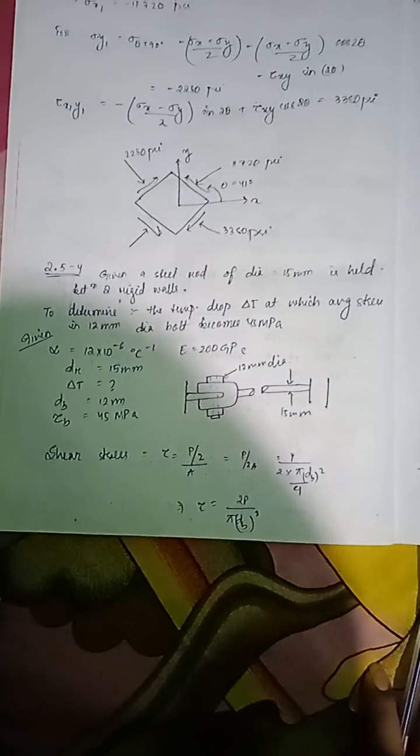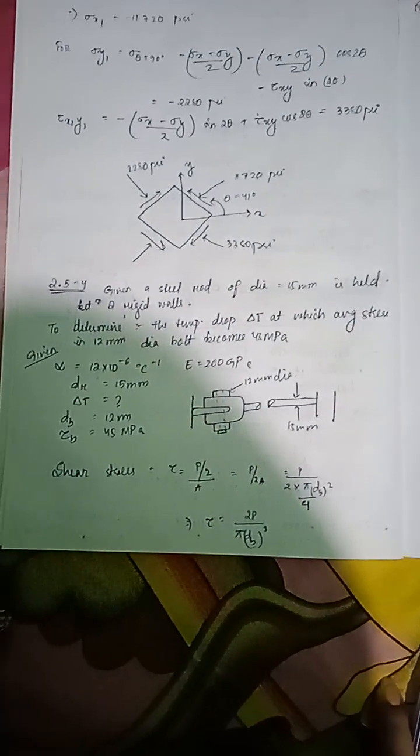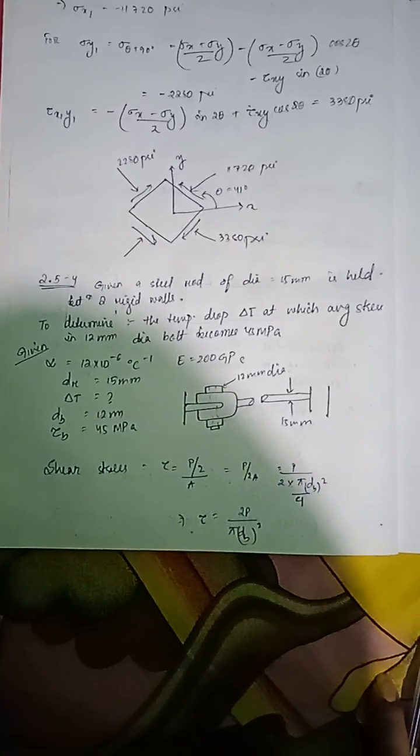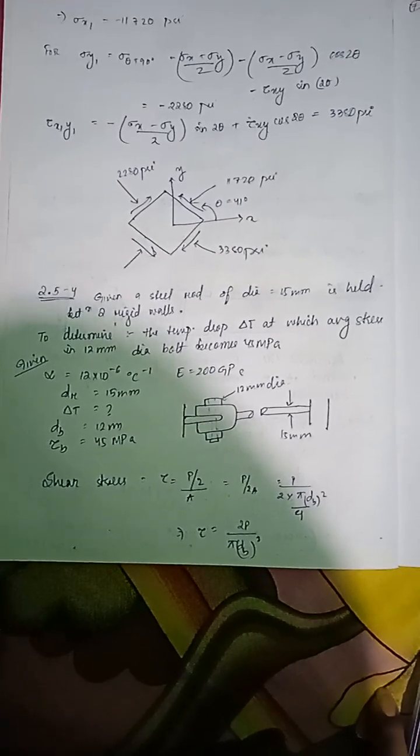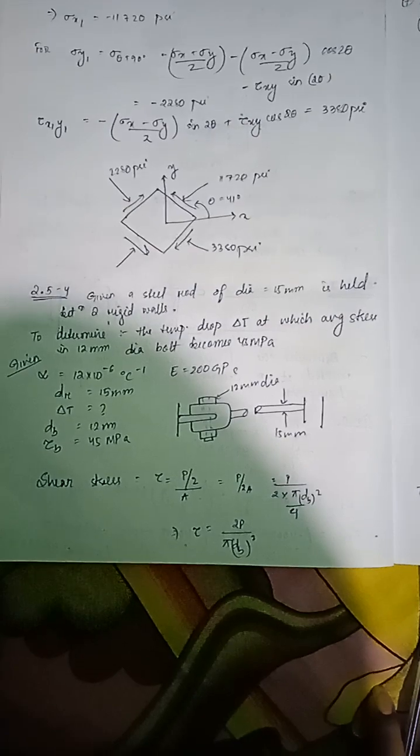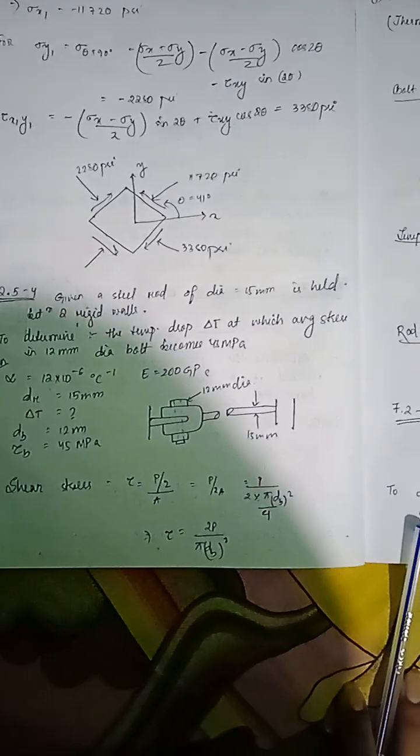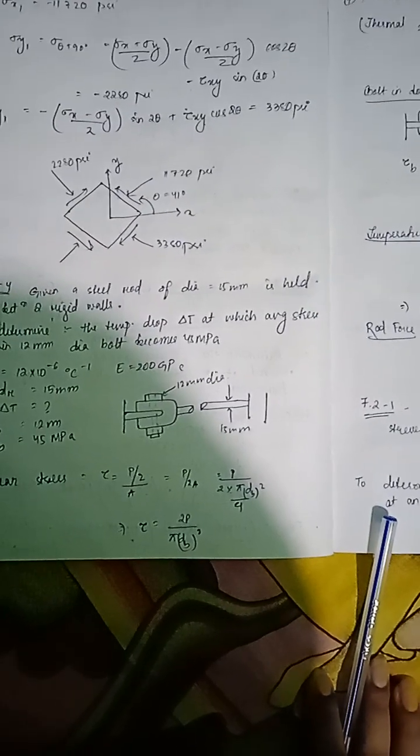Now 2.5.4, the given problem: there is a steel rod of diameter 15 mm held between two rigid walls. We have to determine the temperature drop delta T at which the average stress in the 12 mm bolt becomes 45 megapascal.